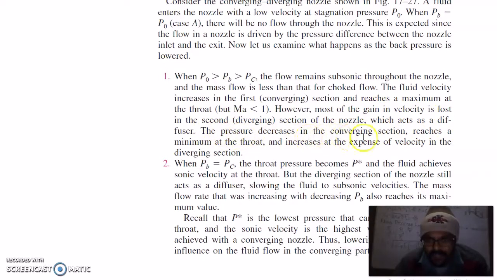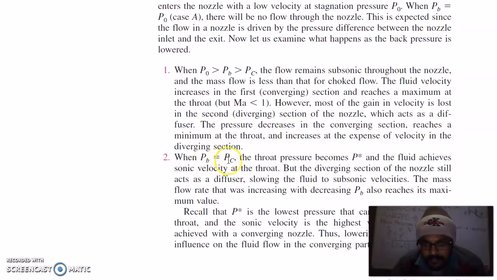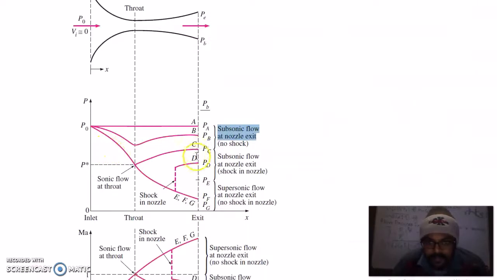The pressure decrease in the converging section reaches a minimum at the throat and increases at the expense of velocity in the diverging section. So when your back pressure is equal to PC, the throat pressure becomes P star and the fluid achieves sonic velocity at the throat, but the diverging section of the nozzle still acts as a diffuser, slowing the fluid to subsonic velocities. The mass flow rate that was increasing with decreasing back pressure also reaches its maximum value. So we are discussing the C case.